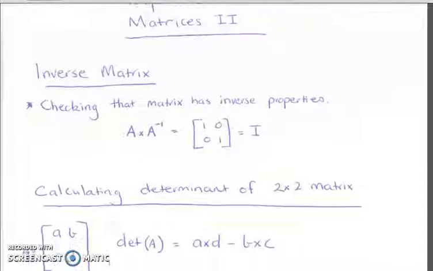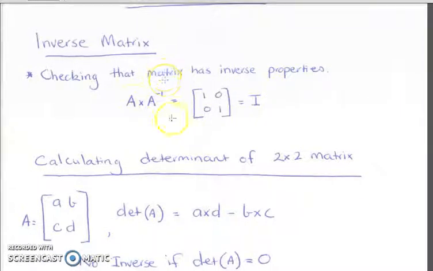We can have an inverse matrix. We can calculate the inverse by doing A times A to the negative 1, which will equal 1's on the diagonal and 0's elsewhere, which is also I, the identity matrix. We can use this to check if the matrix has inverse properties. If you don't get this kind of matrix, it doesn't have the inverse properties.